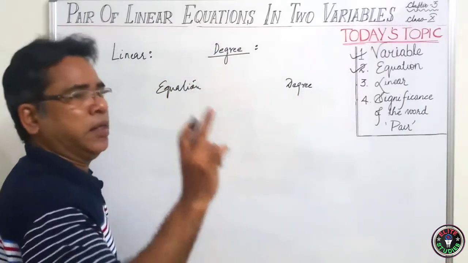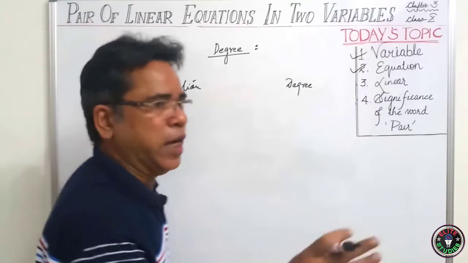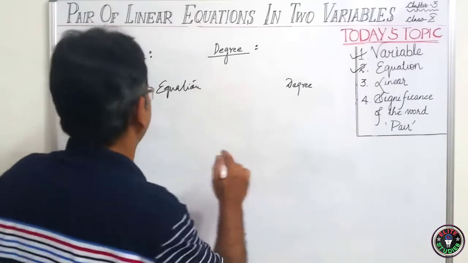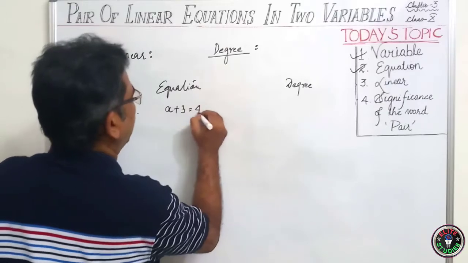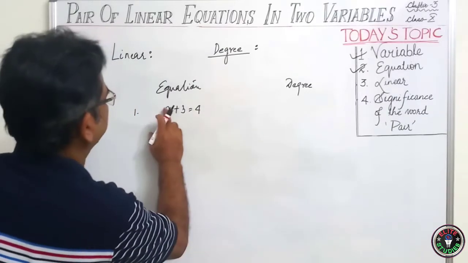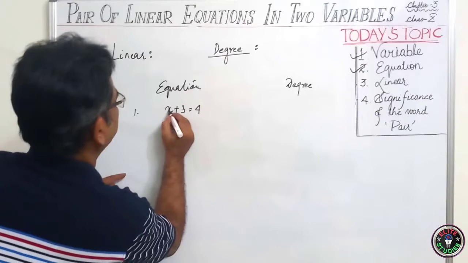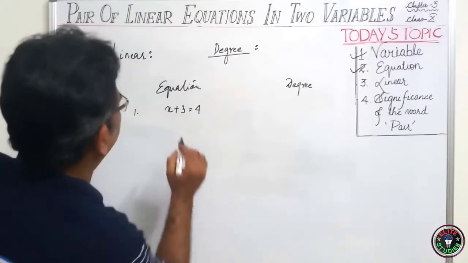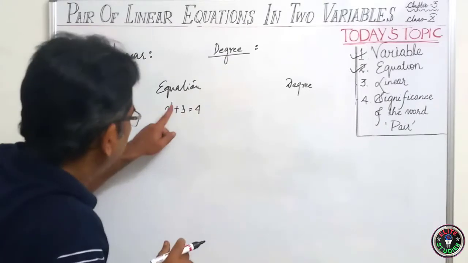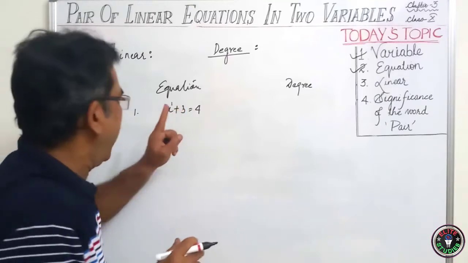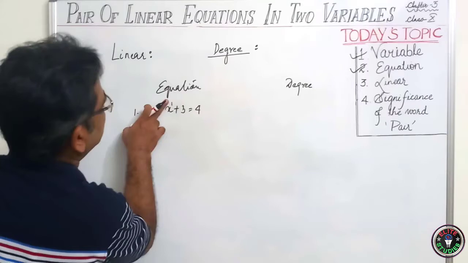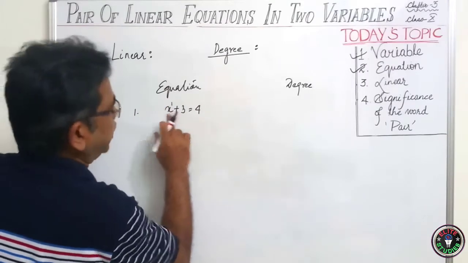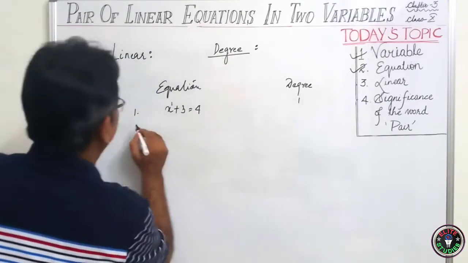Degree may be 1, it may be 2, it may be 3, it may be 4, it may be 5, and so on. So, suppose I write x plus 3 is equal to 4. Here the variable is x. Now in this variable x, its power is 1. So the highest power of the variable is called its degree. So this is the highest power, 1. Therefore the degree is 1 here.